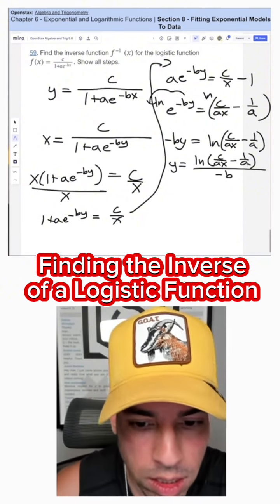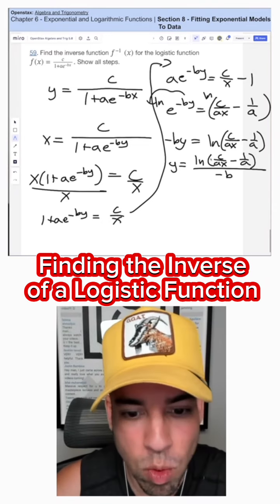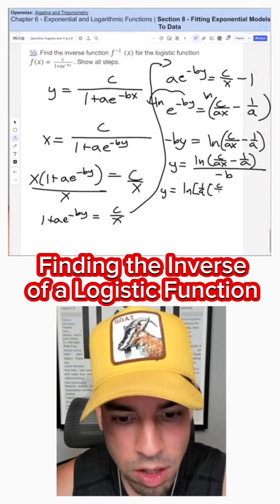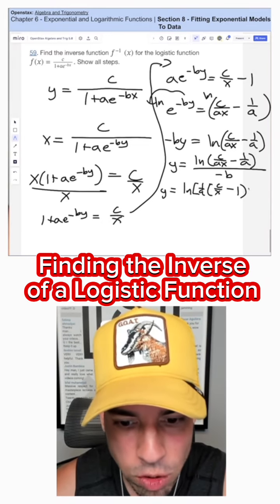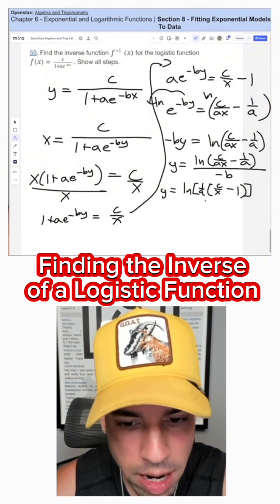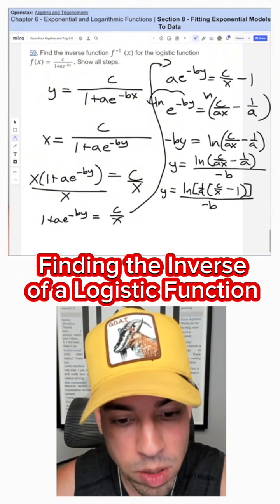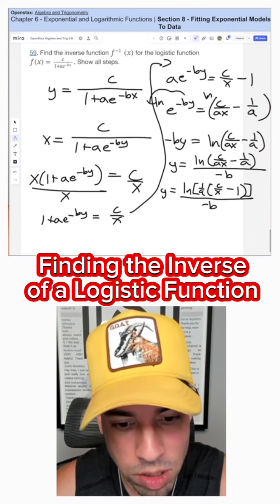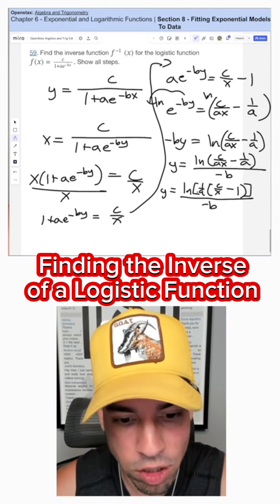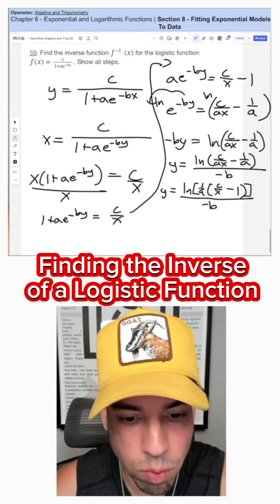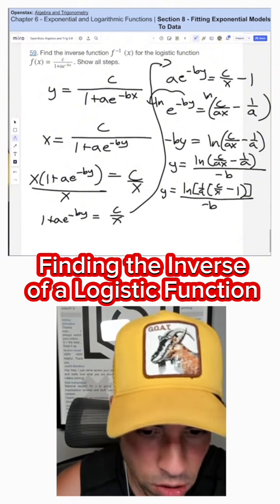But what they've done, basically, they factored out 1 over a times c over x. Now it's just minus 1, right? So I factored that 1 over a out. And I still have negative b down here. Now, using my logarithmic properties, I can break this up. Since these two arguments are multiplying each other, I can break it up into a natural log of 1 over a plus natural log of c over x minus 1.